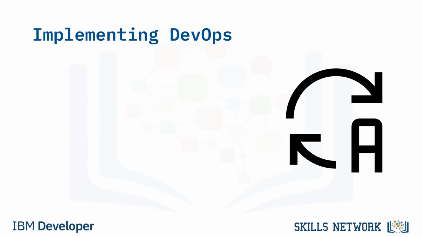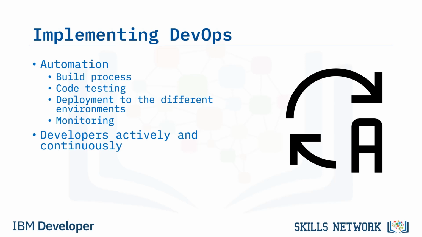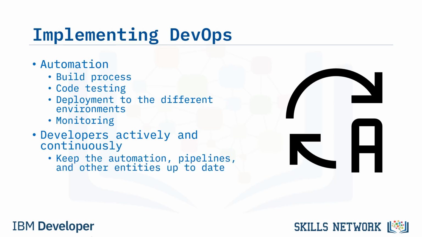You can use DevOps processes and tools to automate the build process, code testing, deployment to the different environments, and monitoring. Developers actively and continuously perform tasks to keep the automation, pipelines, and other entities in this realm up to date and even improve them, as well as develop code.